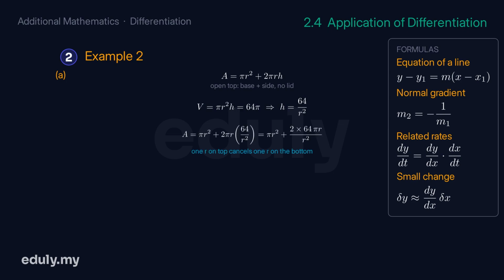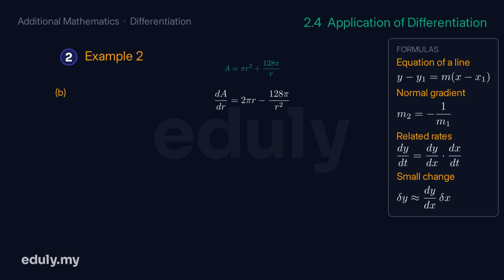Substitute h in. 2 times 64 is 128, and 1 r on top cancels 1 r on the bottom, leaving just r underneath. So it equals pi r squared plus 128 pi over r. That's part A. Differentiate, set it to 0, then multiply through by r squared to clear the fraction. 2r cubed equals 128, so r cubed equals 64.